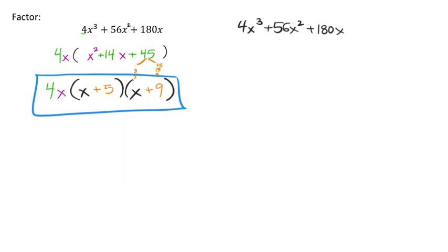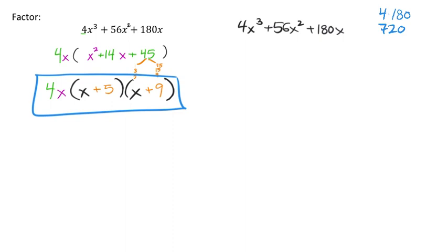Now, just like we showed in that last slide, we pretty much ignore the x squared. But what we need to start with is the leading coefficient, 4, and then multiply it by the constant, 180. 4 times 180 is 720. So the multiplication of these is 720. Now what we need is a factor pair of 720 that adds up to 56.